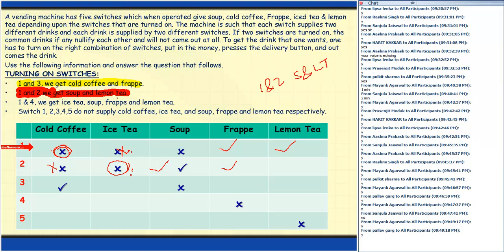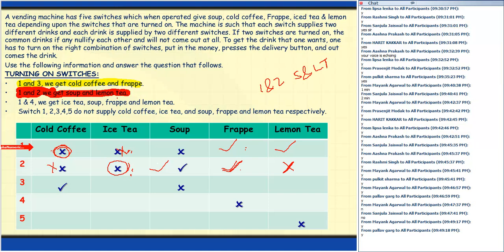Remember, we should only get soup and lemon tea. So frappe should nullify each other. Because from 1 you are already getting a frappe. So from 2 also you should get a frappe. Then only when you press 1 and 2 the frappe will nullify. Now you can see in row 2 there are already 2 ticks. So यहाँ पे एक cross आ जाएगा.